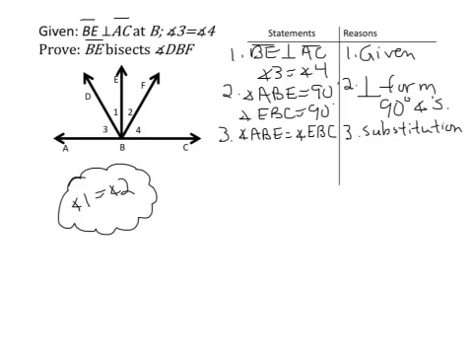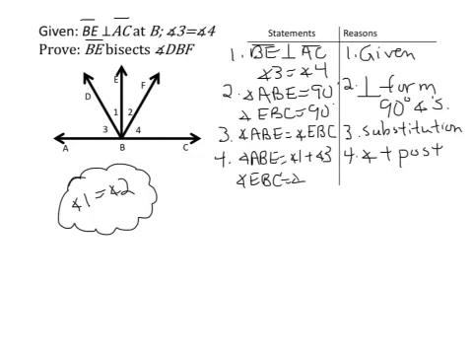Well, looking at our diagram, what do we know about angle ABE? Well, we know that angle ABE is equal to angle 1 plus angle 3. How do we know that? We know that from the angle addition postulate. And angle EBC is congruent to angle 2 plus angle 4. The same reason, the angle addition postulate.